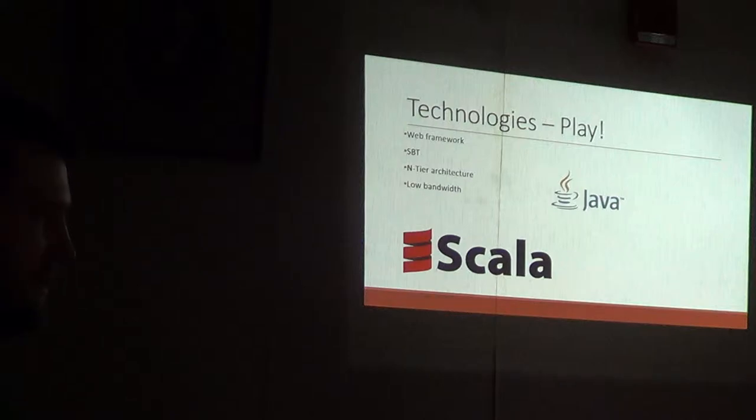The Java code actually compiles down into Scala before it goes down into the machine code. We altered the architecture a little bit, which I'll get into after this, for N-tier. And I'll explain what that is right after the slide.